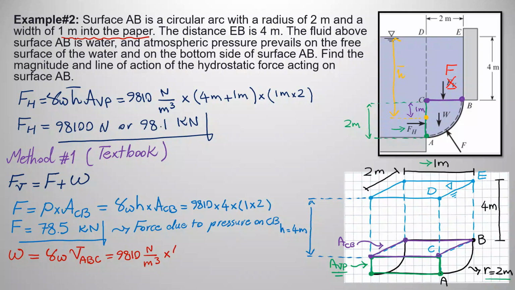So area of ABC, it's a quadrant. It would be 1/4 of area of a circle times 1 meter into the paper, the width of it, right? So if you put R as 2 meters, then W would be equal to 30.8 kilonewton. Perfect.